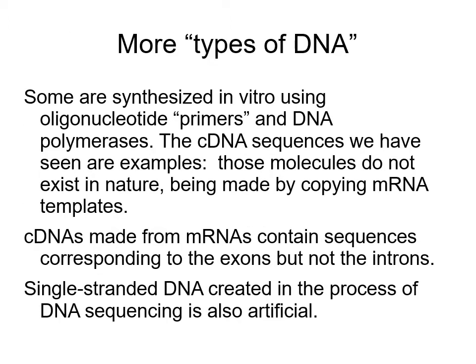Okay, in addition, there are more synthetic types of DNA, or artificial, shall I say, because they're synthesized in vitro using oligonucleotide primers, for example. We saw cDNAs when we looked at our hemoglobin sequence, which is a copy of an mRNA sequence. So that cDNA does not exist in nature because the mRNA, of course, had its introns removed before becoming an mRNA. So the cDNA has essentially the exonic sequences and no introns. So it doesn't resemble its genomic DNA copy at all because it's missing all those important sequences.